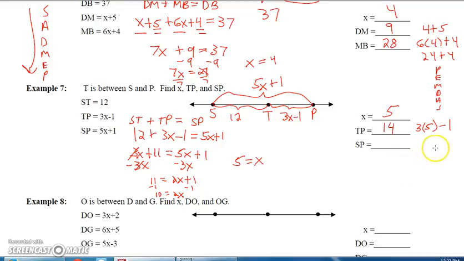Now I'm going to do the same thing with SP, or you could just do part plus part equals whole. Here's what I mean. SP is 5x plus 1. So you can go like this, which is 25 plus 1, which is 26. Or you could say, wait a minute, they want to know SP, which is the entire length. This is 12, TP is 14, part plus part equals whole. What's 12 plus 14? Oh, it's 26. You could do it either way.